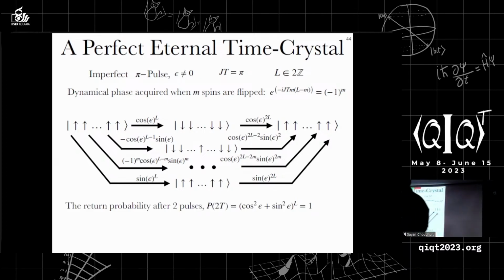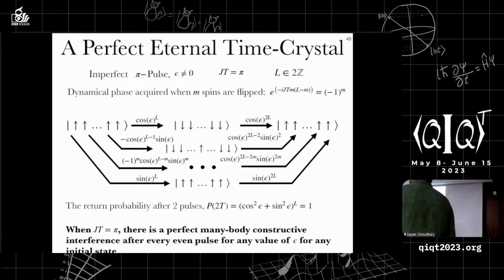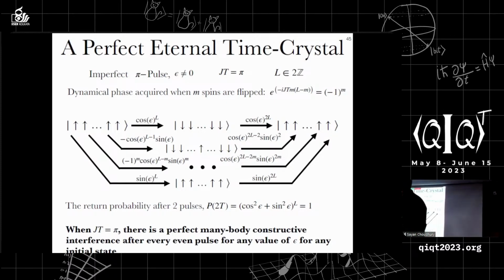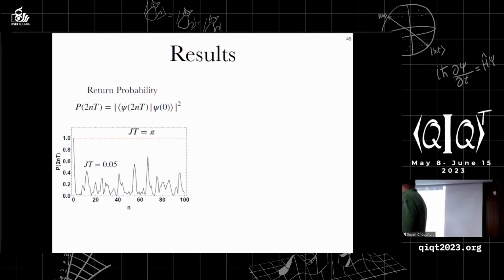And so this return, and this you can actually show starting off with any product state, you can make this argument. And then the return probability after 2 pulses is 1, which essentially means that the return probability after 4 pulses is 1, 6 pulses is 1, 8 pulses is 1, and so on. So which basically means that you will have a perfect constructive interference here, and this will lead to a recovery of the initial state for any initial state for every even number of pulses. Okay, so if we look at Jt equals pi, you get exact return probability of 1.